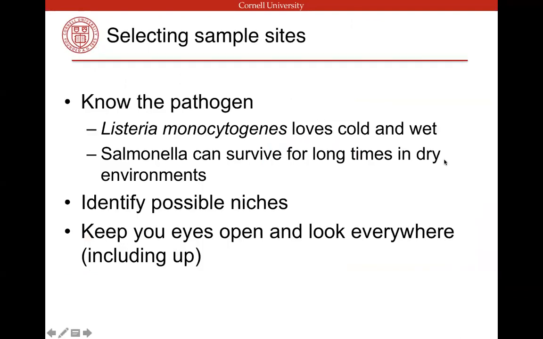So when you're selecting sampling sites, it's helpful to know the pathogens. So for example, we're talking about Listeria. Listeria really likes cold and wet environments, whereas if you were swabbing for Salmonella, they really like the drier environments. Although Listeria can survive in drier environments and Salmonella can survive in wet environments. So that's not a hard and fast rule.